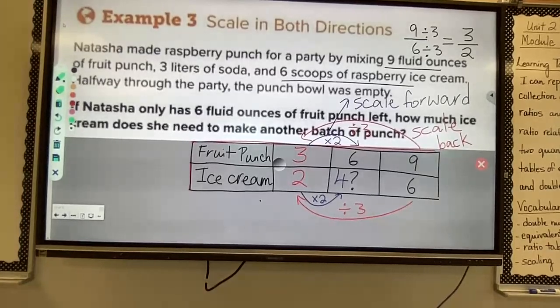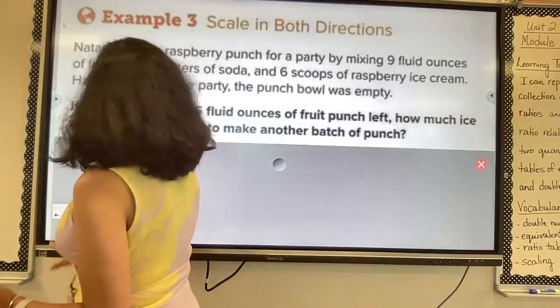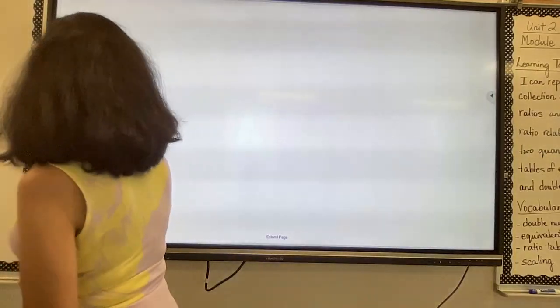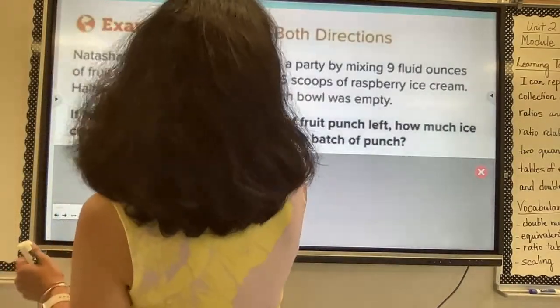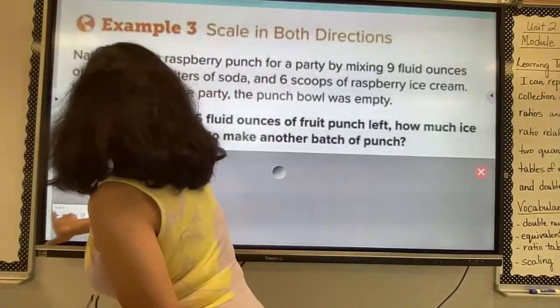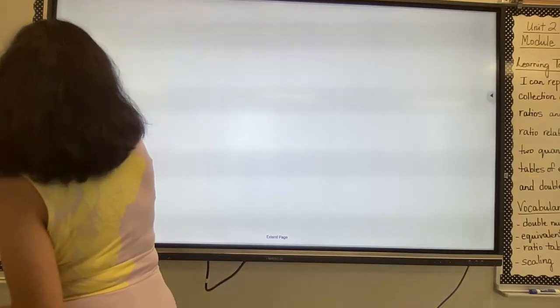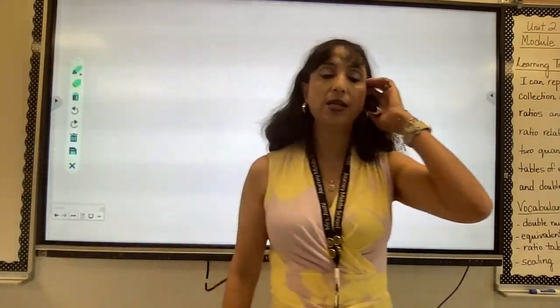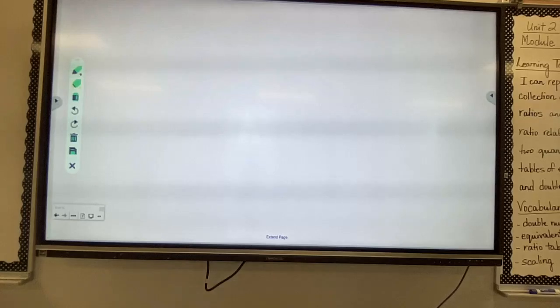All right. And then let's just do one last problem by using a double number line to find equivalent ratios. Okay, I'm just going to do it over here. So let's talk about a problem. And here's the question. We are going to use a double number line to find equivalent ratios.